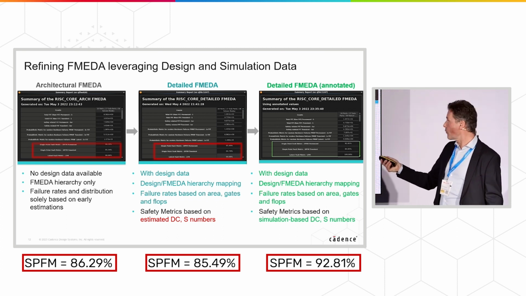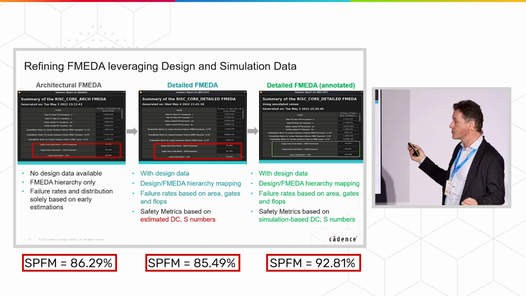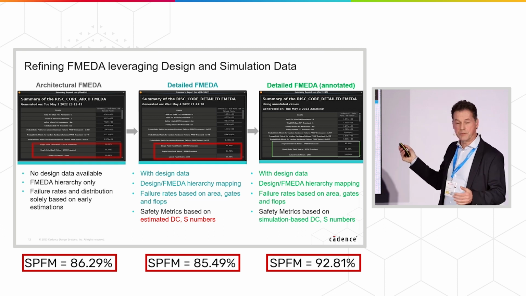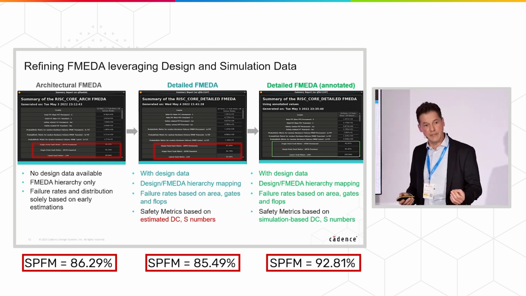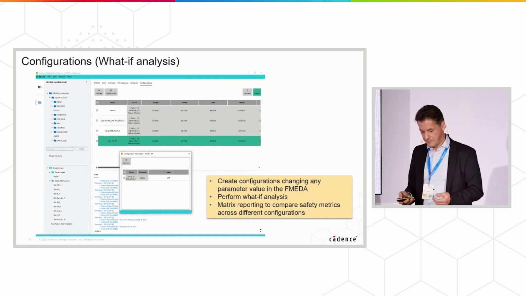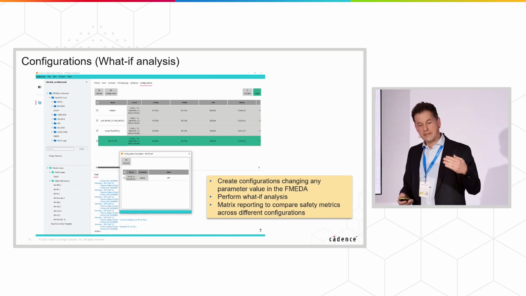And as you can see now, from 85.49% single point fault metrics, we improved it in just using more accurate values to 92.81%. So we would actually meet with that value already an ASIL B standard. So now we have seen we have overachieved ASIL B.